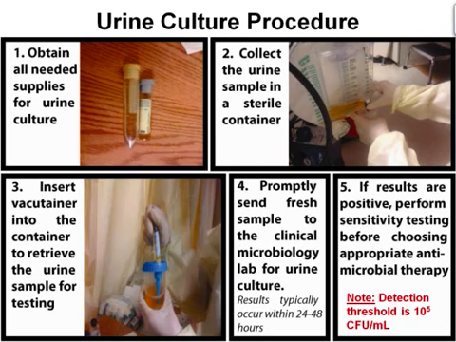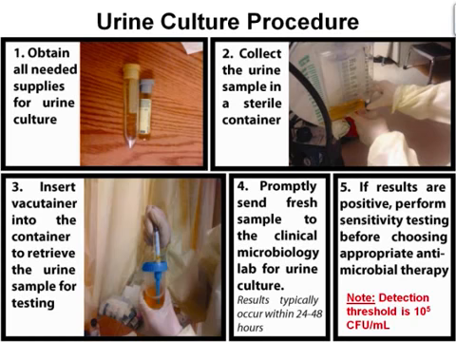The urine culture procedure is described in this slide. Before sample collection begins, all necessary supplies must be obtained. For example, sterile collection container and vacutainer. Urine is collected in the sterile container. For patients without bladder catheters, a midstream clean catch should be performed. In critically ill patients, for example shown here in step 2, the source of the urine for collection comes from the catheter port or collection bag.